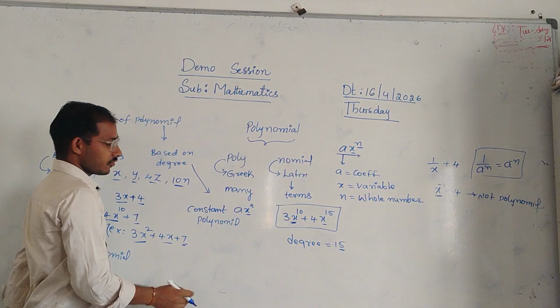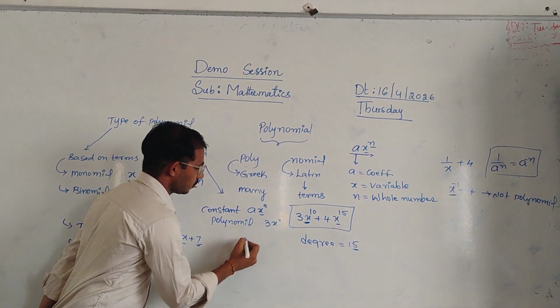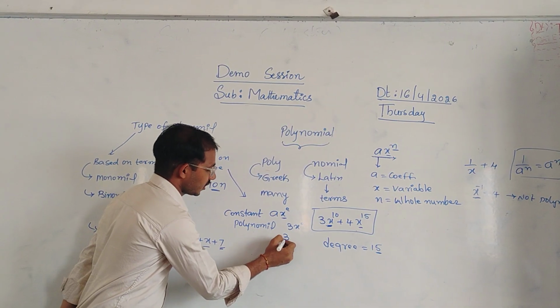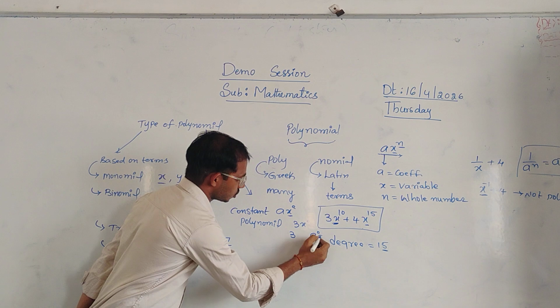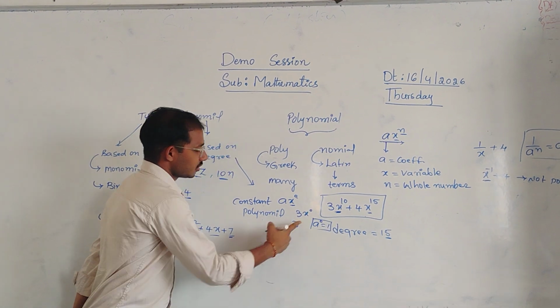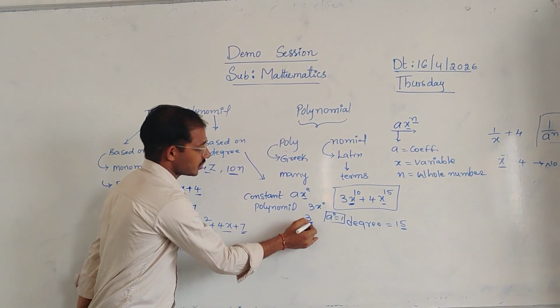If, for example, you take 3x power 0, it means a constant number only, 3 only. For this x power 0, we already know a power 0 is equal to 1. So 3x power 0 means it is 1 only. 3 into 1 is 3 only. So it is a constant polynomial.